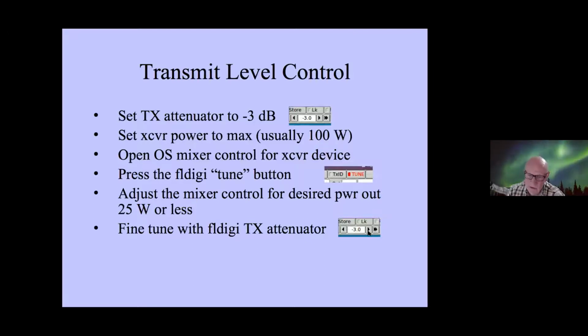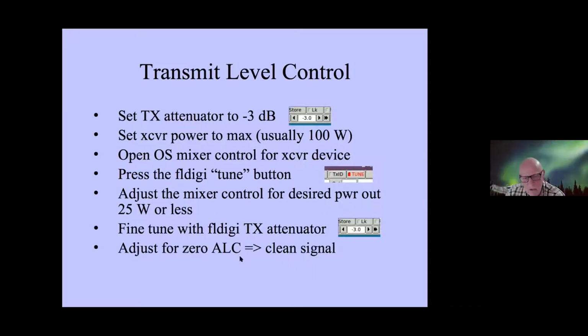You can then fine tune that using the Fldigi TX attenuator control. The fine tune is in tenths of a dB and the coarse is in terms of 1 dB. So you can probably get better control over the transmitter using this control as opposed to the level control within the OS. My experience is that most OS level controls are very, very quick acting and they're pretty coarse. So this is the one you want to use for fine tuning. You want to adjust this for 0 ALC or at least the minimum ALC you can to get a clean signal. Then you want to repeat this with some on-air test.